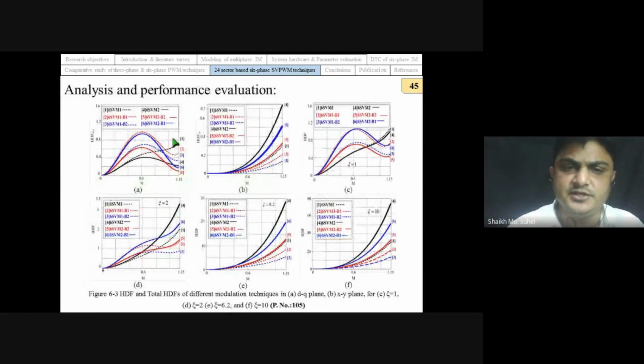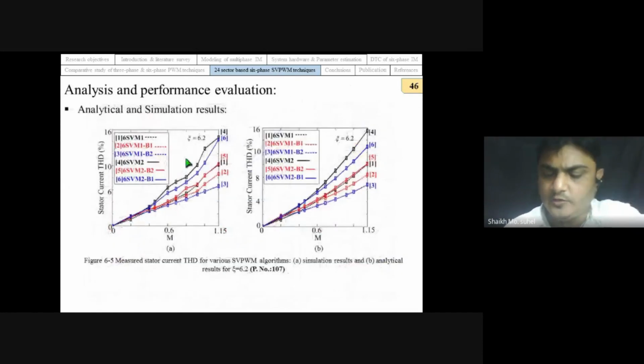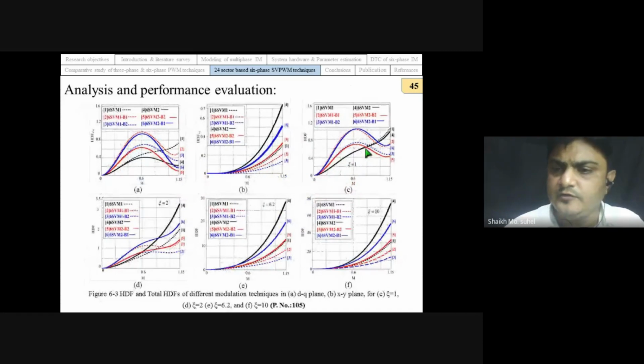These are the simulation HDF results that we obtained. In this particular result, what we can conclude is that for lower values of the leakage coupling coefficient, the newly developed PWM techniques, technique number 4 and technique number 5, can provide the lowest stator current distortion. But at higher values of zeta, our newly developed PWM techniques produce a higher result, while the existing PWM technique, that is 6-phase SVM1B2, results in the lowest HDF.